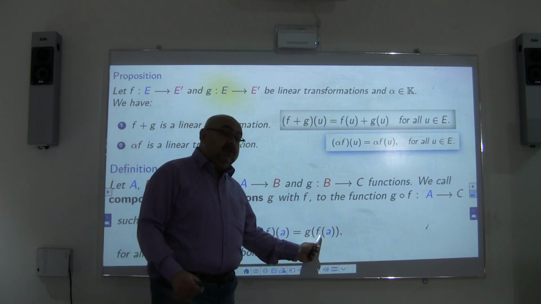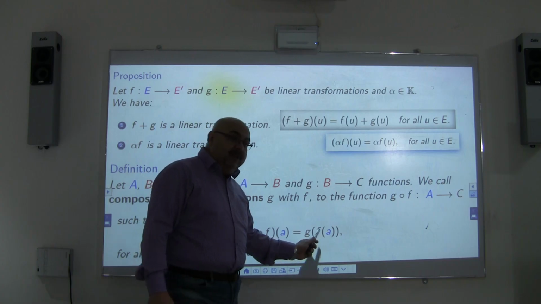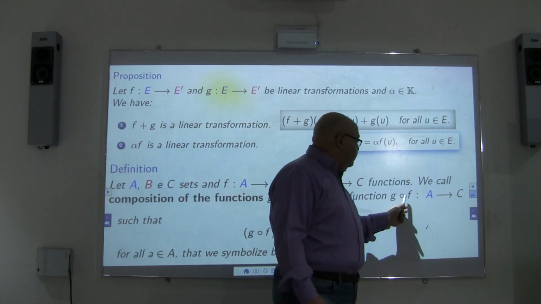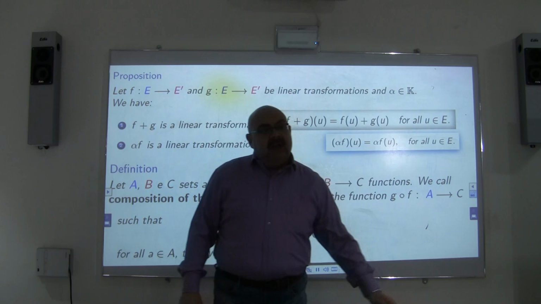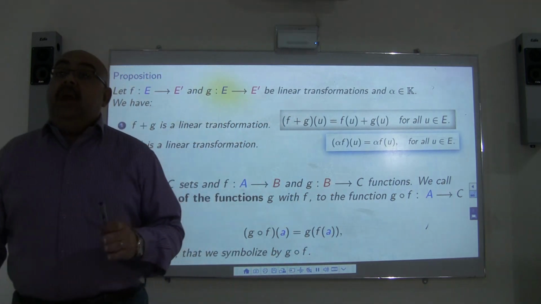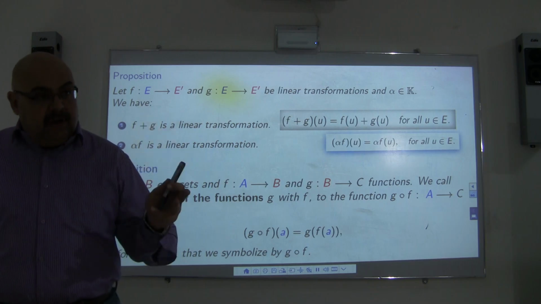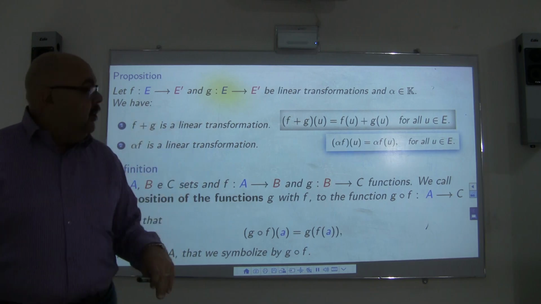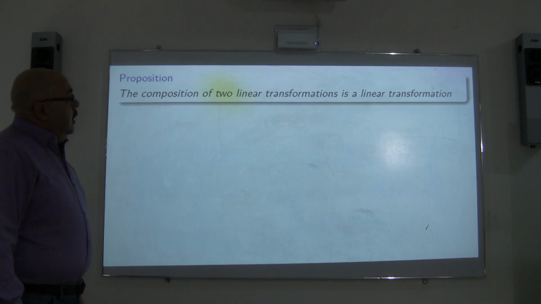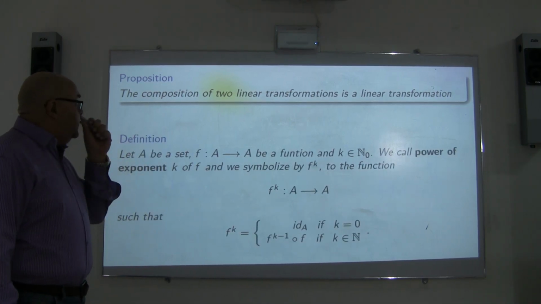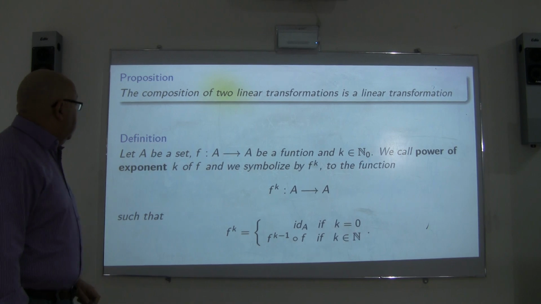Such that G composite F, which means G is a composite of F, of A. So F will start from A into B. Then G will take B and move it into C. Now I can move G composite F from A into C as a linear transform. So I can also use compositions. So I can use addition, I can use composition in linear transformations. Of course, the composition of two linear transformations is a linear transform.